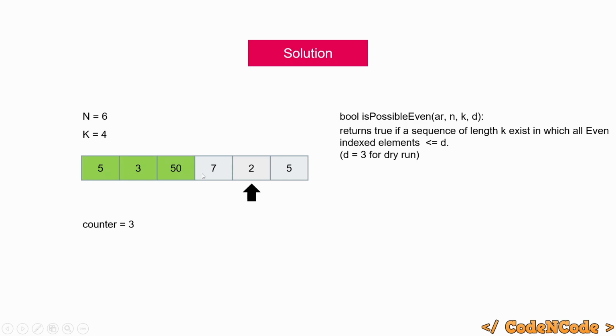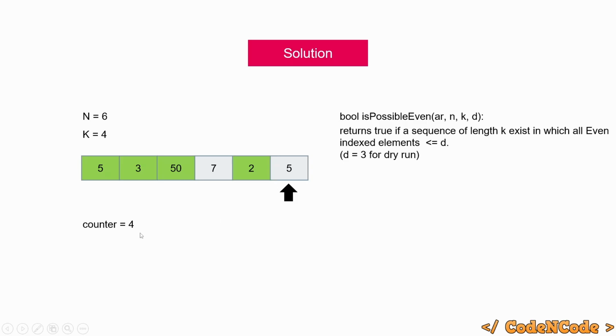I plus plus, we have less this element, right? Now we are here. Since counter is equal to 3, that means till now we have only found 3 elements in our subsequence. This will be my fourth element, that means an even indexed element. This must be less than or equal to 3. Since this is less than or equal to 3, it will be added to my subsequence, counter plus plus.